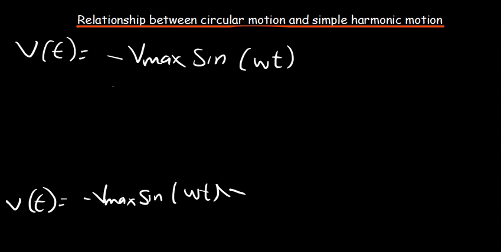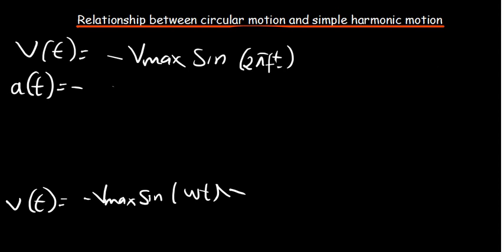So for us not to be confused, let's replace this with 2 pi f. Okay, so if I want to differentiate that one, the derivative of sine is going to be cos. It's going to be negative, so V doesn't change.